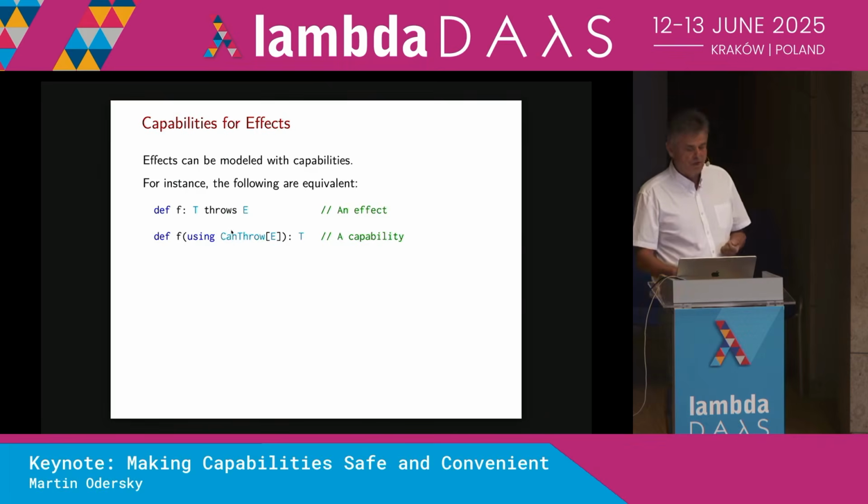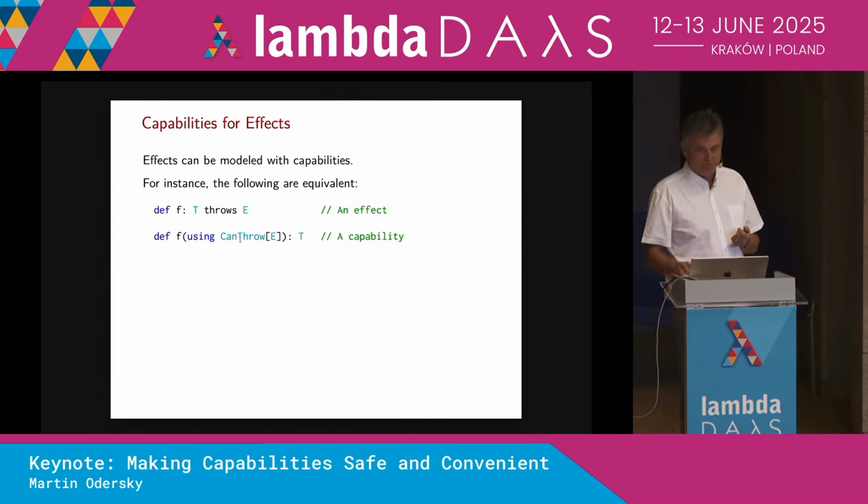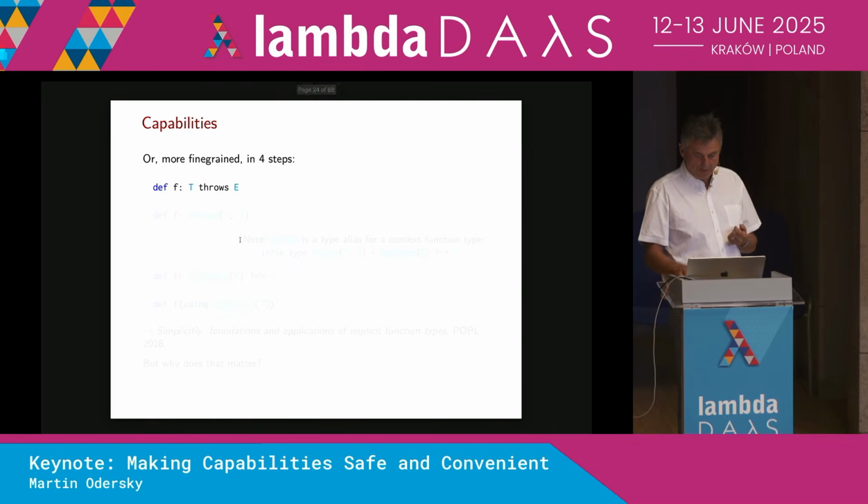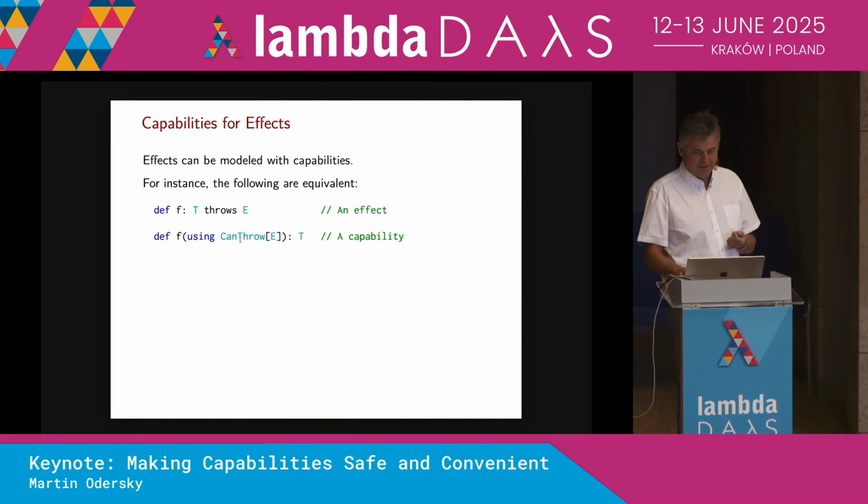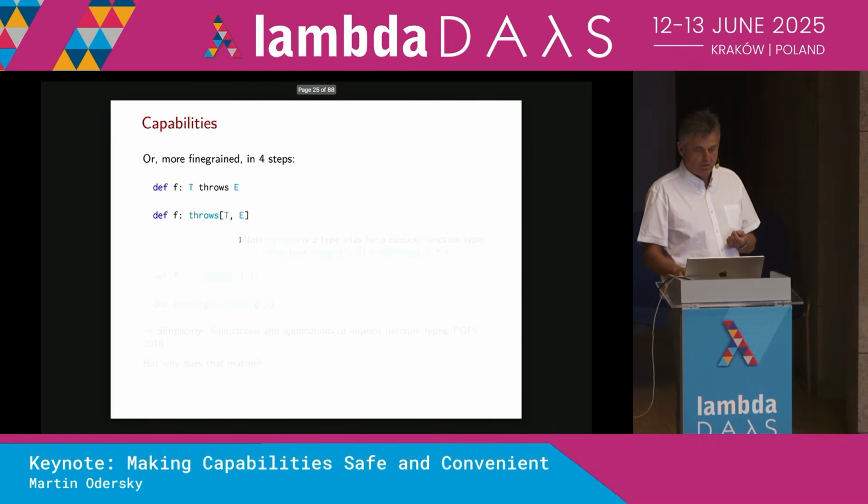In this case, the function f would just return the T, but to return a T, it needs the capability that it can throw an exception E. So the effect on the right here moved to a parameter on the left, which is the capability. And in fact, that works literally in Scala. So T throws E is just a type, written infix, T throws E.